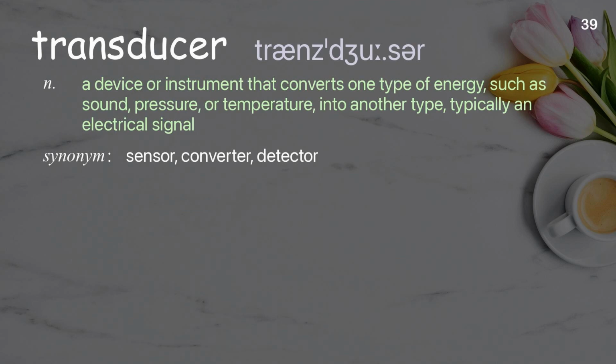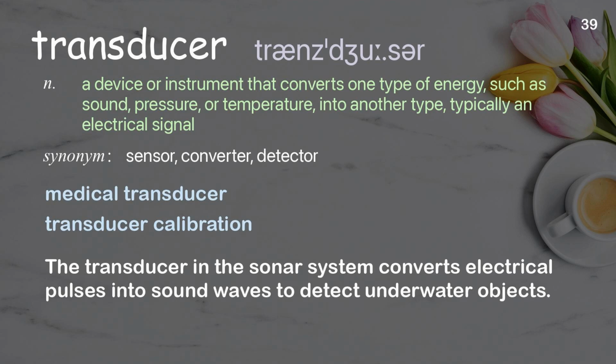Transducer. A device or instrument that converts one type of energy, such as sound, pressure, or temperature, into another type, typically an electrical signal. Examples: Medical transducer. Transducer calibration. The transducer in the sonar system converts electrical pulses into sound waves to detect underwater objects.